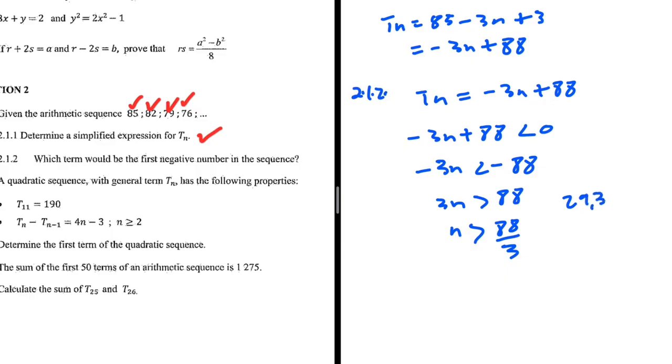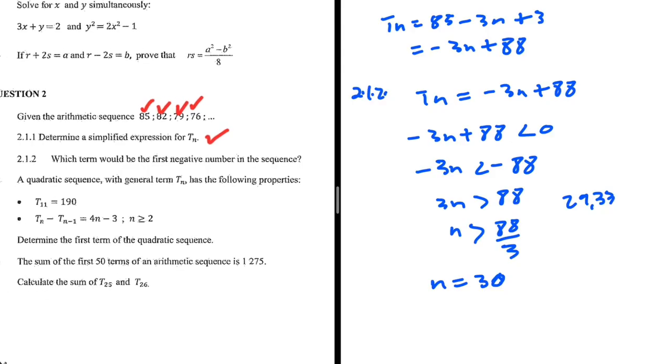It's about 29.33. So when n is greater than 29.33, then we're going to have a negative number in the sequence. So the first value of n should be equal to 30 for us to get a negative number in the sequence, because we cannot take 29.33 as it is, because n is the position of the term, and we don't have a position with a decimal, right? We have to round it off. So when n is equal to 30, that is where we have our first negative term.